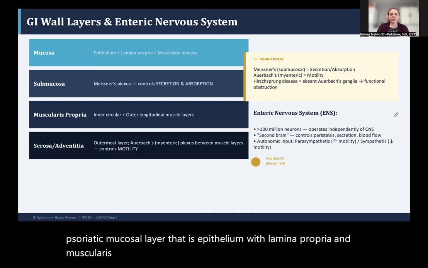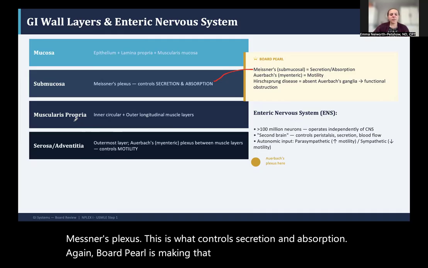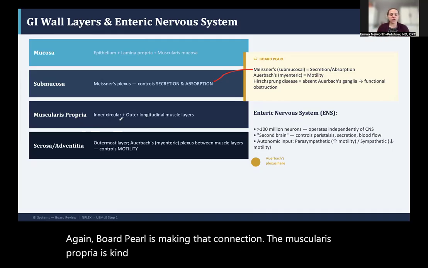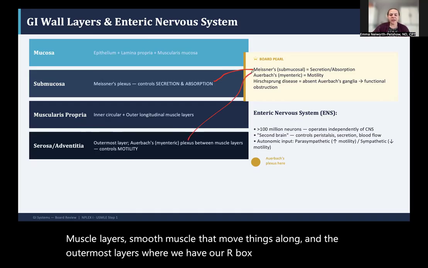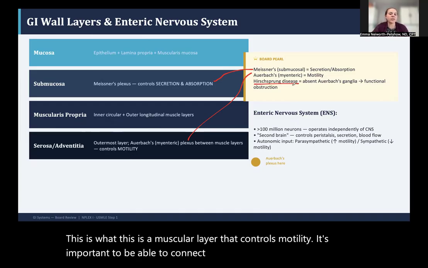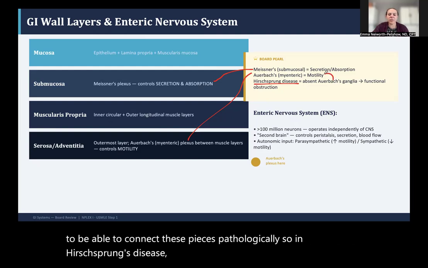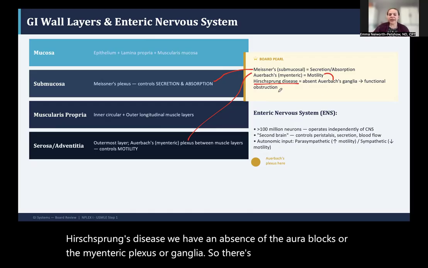Our submucosal layer is where we have our Meissner's plexus. This is what controls secretion and absorption. Again, board pearl is making that connection. The muscularis propria is the inner circular and outer longitudinal muscle layers, smooth muscle that move things along. And between them is where we have our Auerbach's or myenteric plexus. This is the muscular layer that controls motility. It's important to be able to connect these pieces pathologically. So in Hirschsprung's disease, we have an absence of the Auerbach's or myenteric plexus ganglia. So there's a functional obstruction that can occur in the gut.